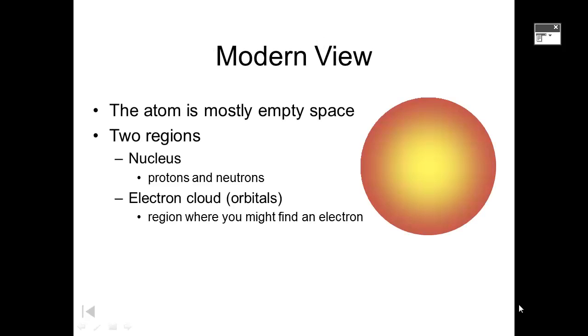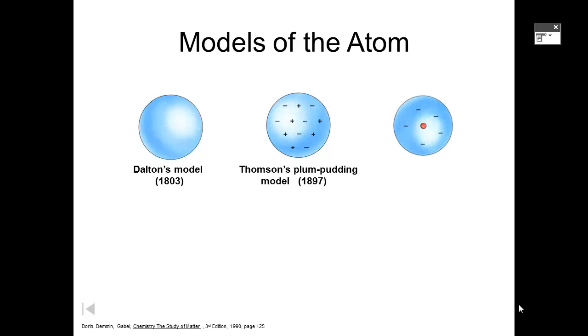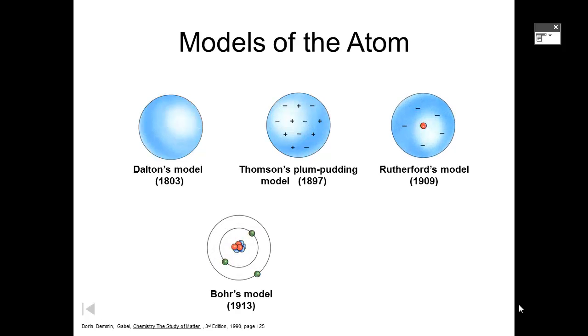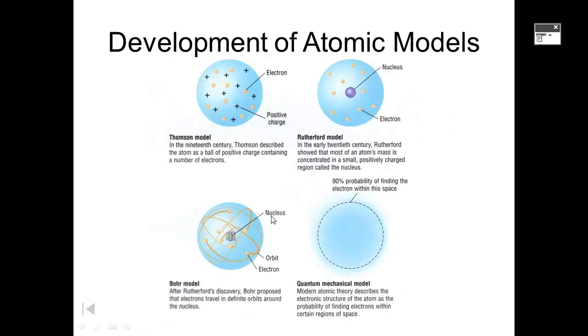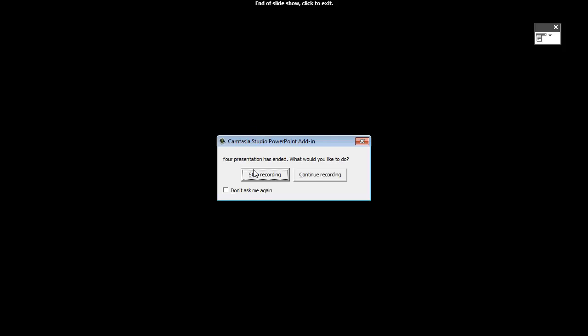Oh, I'm sorry, I didn't know. So, next slide. All the models of the atom are here. Dalton's model, the plum pudding model, and on the next slide, Bohr's model and this cloud model. So this is all the models right here. Can you guys see those? See how they kind of developed? Mr. Costa's drawings are better. And there are our objectives, and we're calling it a day.